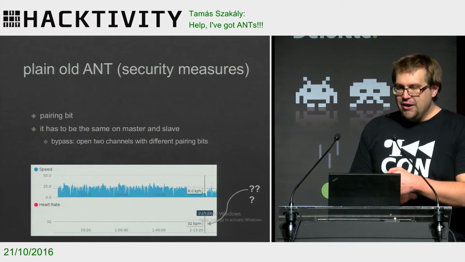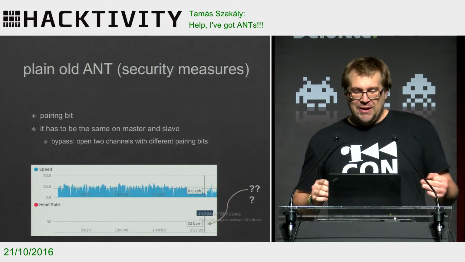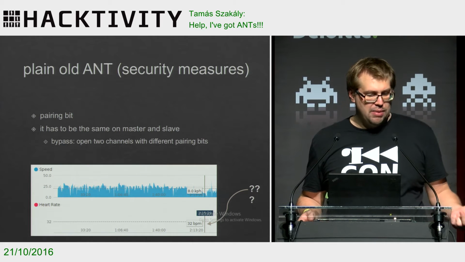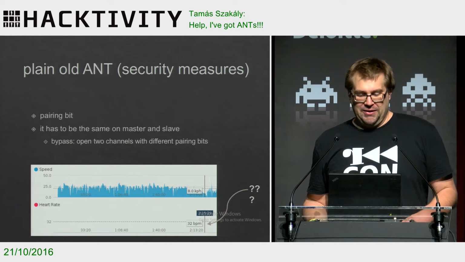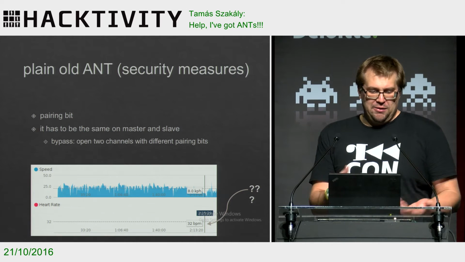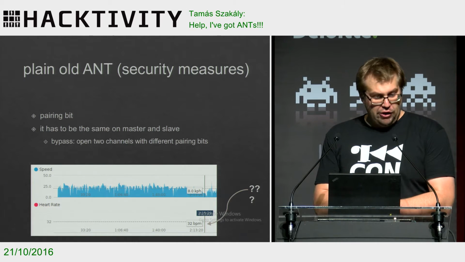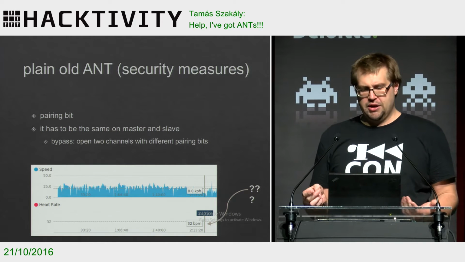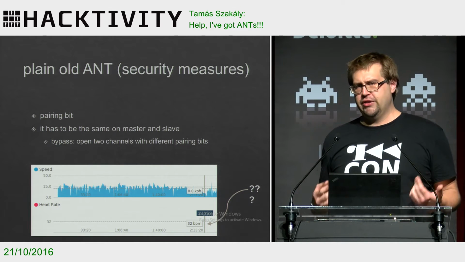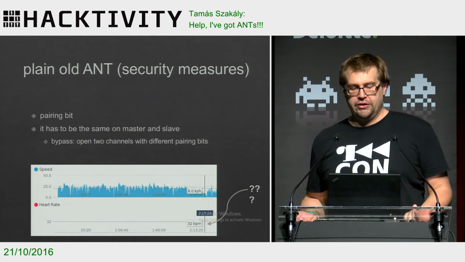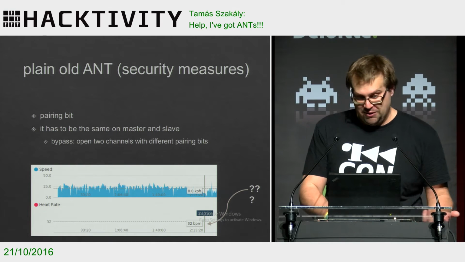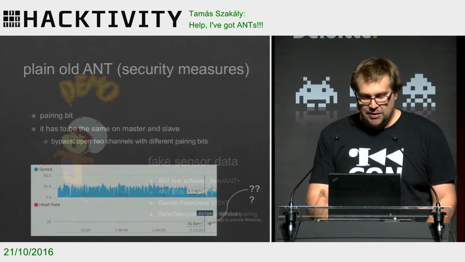I first realized that there's something wrong with pairing when I got home from a bicycle trip and looked at my Fenix's graphs, and I saw that there was some heart rate data, despite the fact that I don't have a heart rate monitor. So it must have picked it up from some other source or something like that.